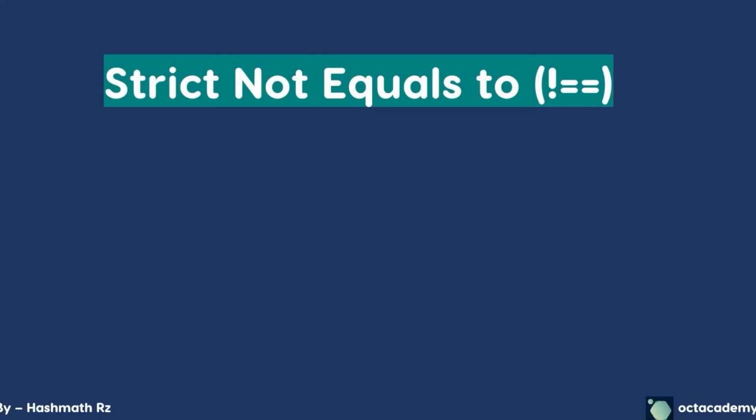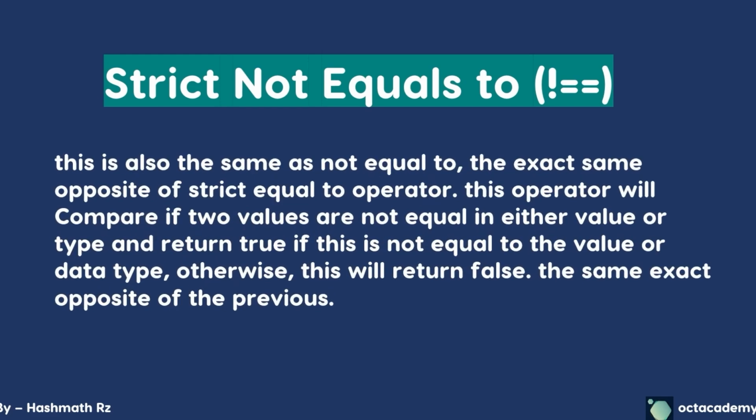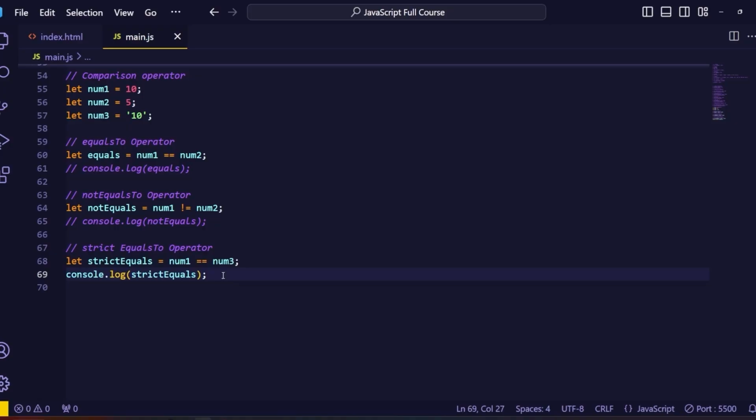Alright, let's move on to the next comparison operator, strict not equals to. This can be represented with the exclamation mark with two equal signs. So guys, this is also the same as not equals to, the exact opposite of the strict equals to operator. This operator will compare if two values are not equals in either value or type and return true. If this is not equal to the value or data type, this will return false. The exact opposite of the previous.